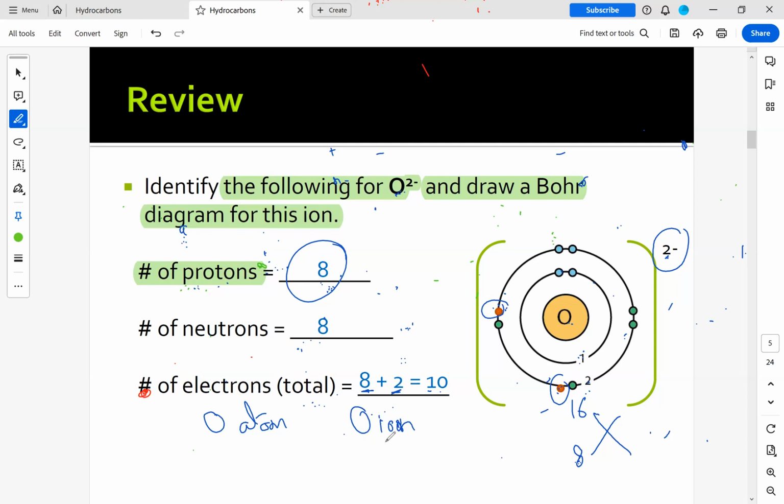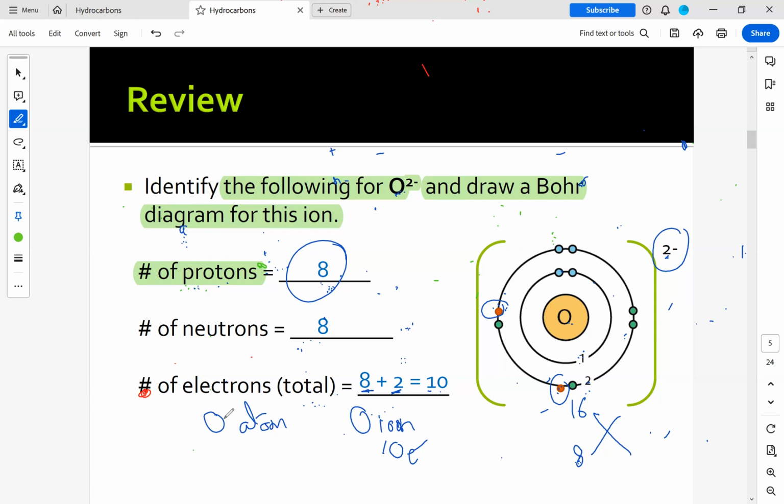For the atom, how many electrons it has? Yusuf, this is your turn now. How many electrons does an oxygen atom have? Sorry, what was the question? How many electrons does an oxygen atom have? Oh, it has 10.